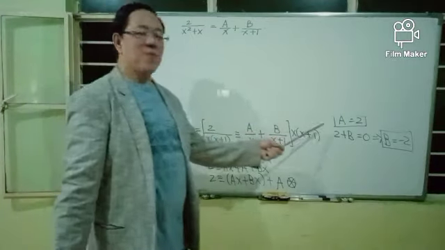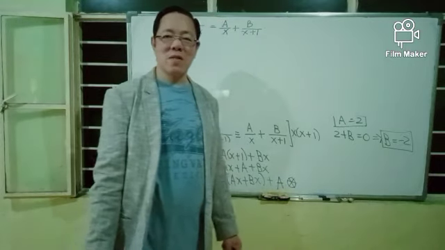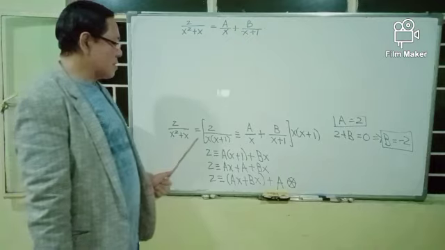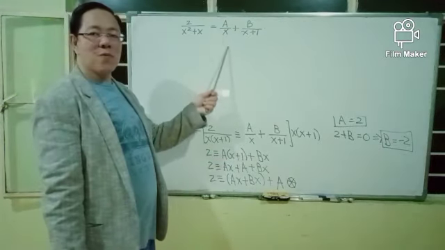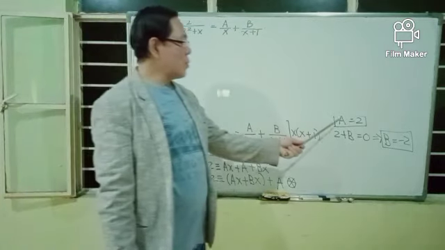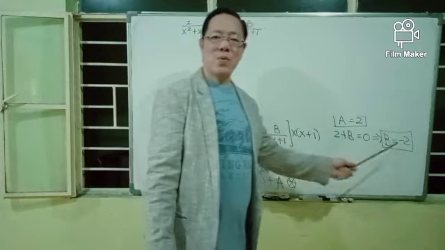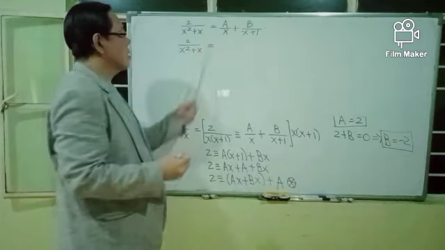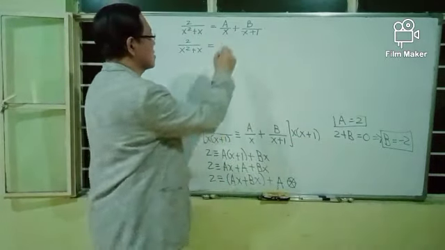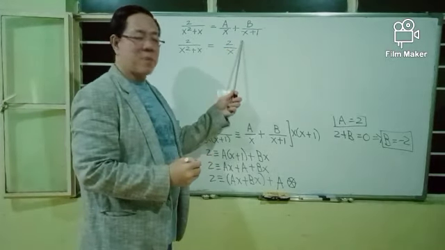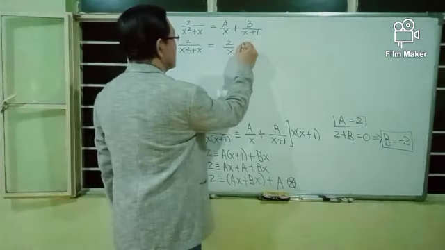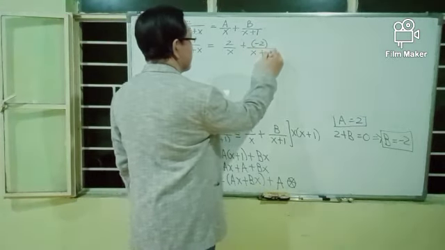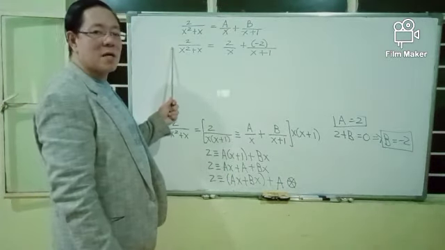Now substitute the values of a and b we obtained by solving the system of linear equations into this equation. 2 over x squared plus x is equal to the sum of the partial fractions a over x and b over x plus 1, where a is 2 and b equals negative 2. So 2 over x plus negative 2 over x plus 1. After the substitution, we now integrate both sides with respect to x.